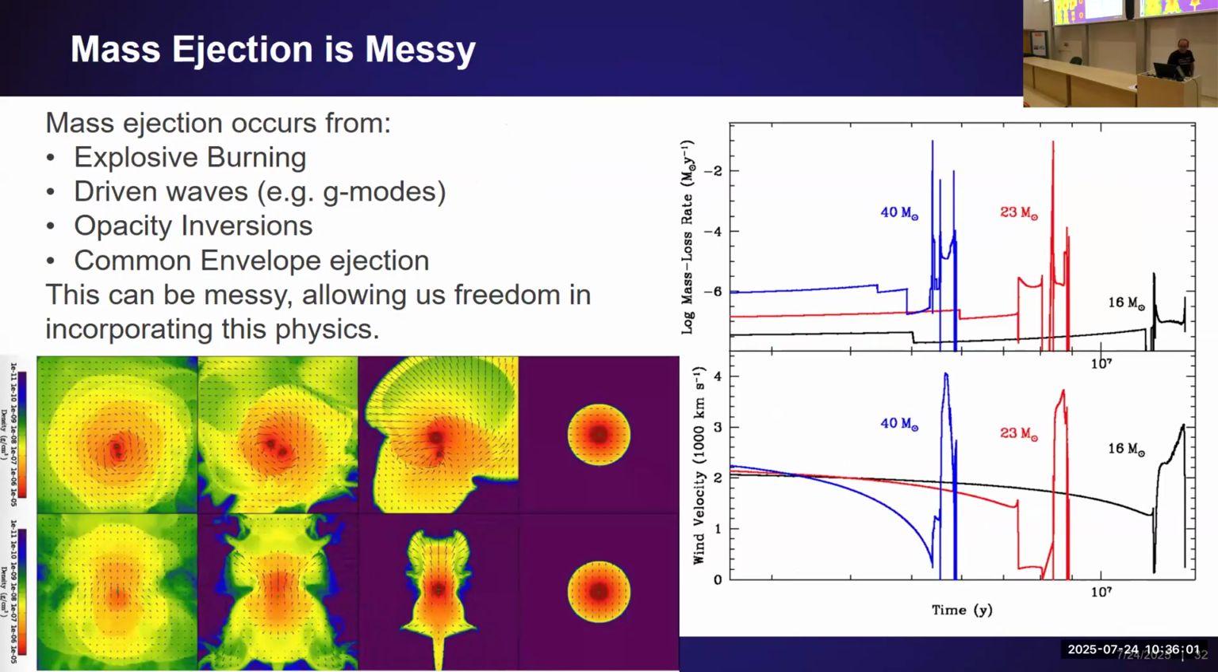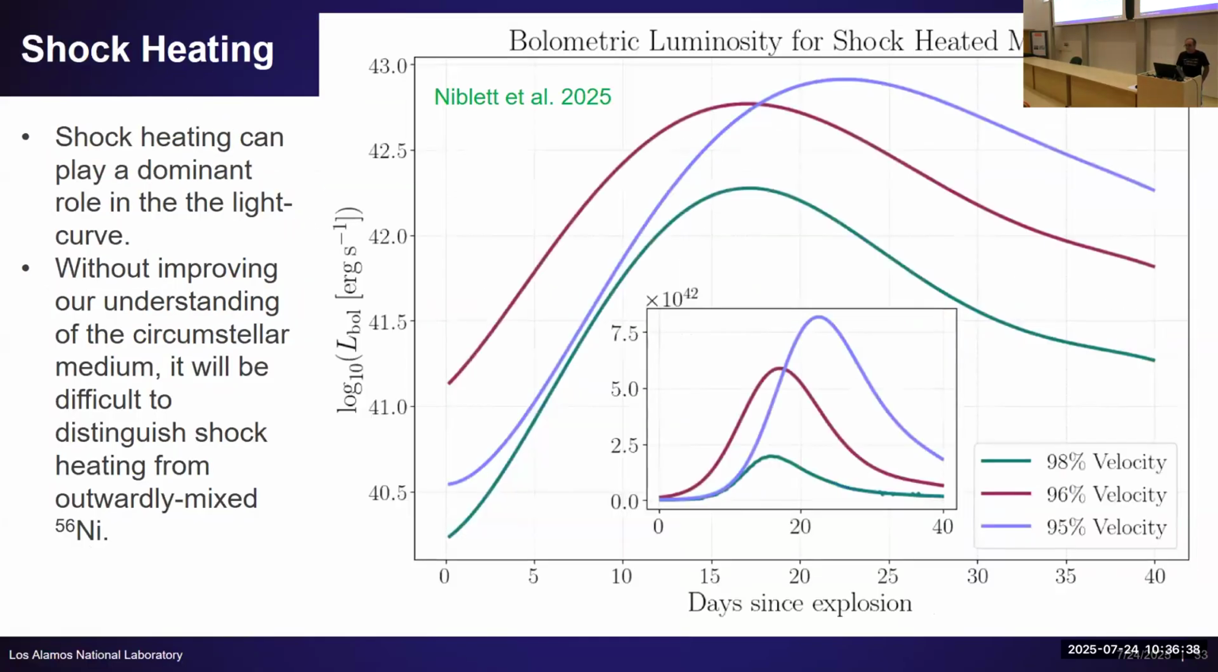Dave Arnett was pushing that you'd get explosive burning in the shells that can drive outflows from the star. You can have opacity inversions that drive outflows from the star. You can have common envelope events that eject shells of material. And the shells are not clean, right? They're not this nice spherical shell, although when we model them as theorists, we immediately do that to make them easier. This physics is messy, and we will probably have to include all these shock interactions to study this physics. Okay, so we have that feature that we're doing.